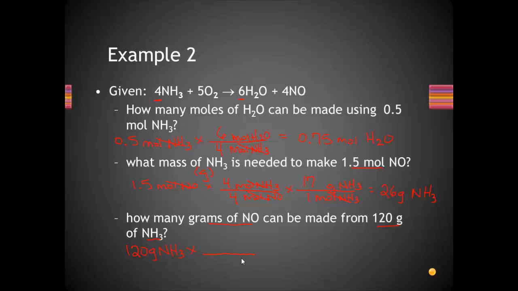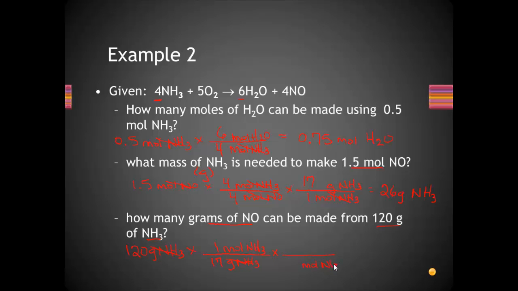I need grams of NH3 to cancel, and I'm going to have 1 mole NH3 on top. This is just a gram to mole conversion. Using the periodic table, the molar mass of NH3 is 17 grams. So that cancels out. Now I've got moles of NH3 that I need to cancel out. So I'm going to put moles NH3 on the bottom.